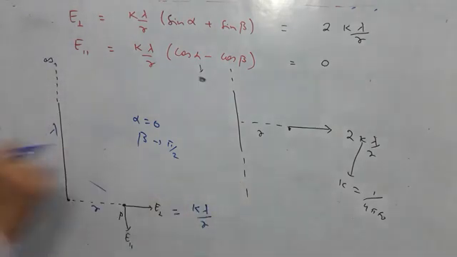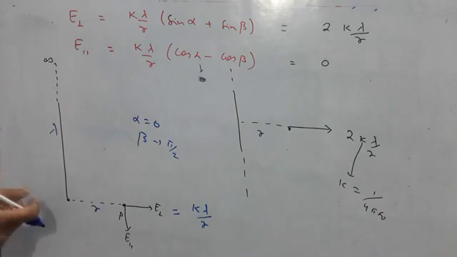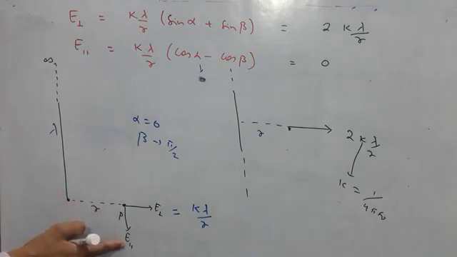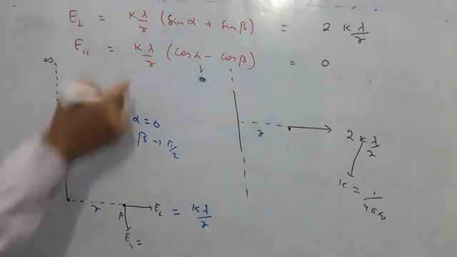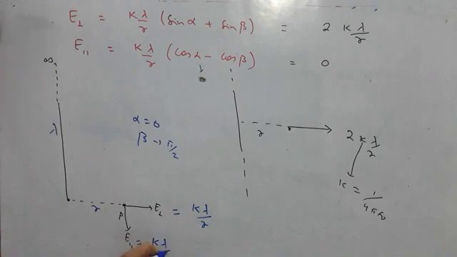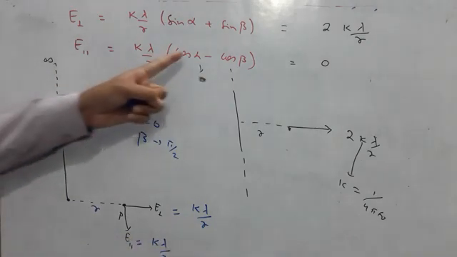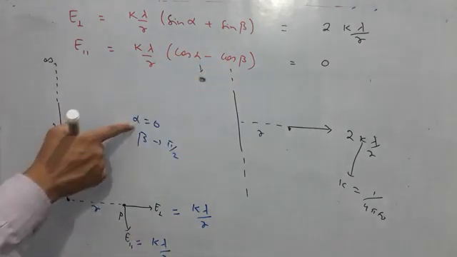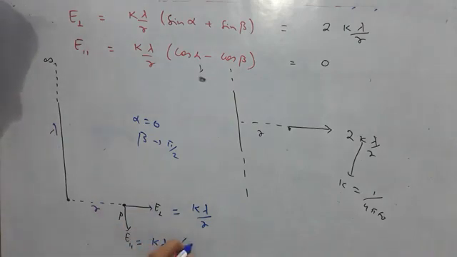Now sin 0 is 0 and sin 90 is 1, so 0 plus 1 becomes 1, and that is our answer. In the case of an infinite line of charge, the parallel component was 0. But let's see what happens here. E parallel will become k lambda upon r times cos alpha minus cos beta. Now what is alpha? Alpha is 0. So this becomes cos 0 minus cos beta.